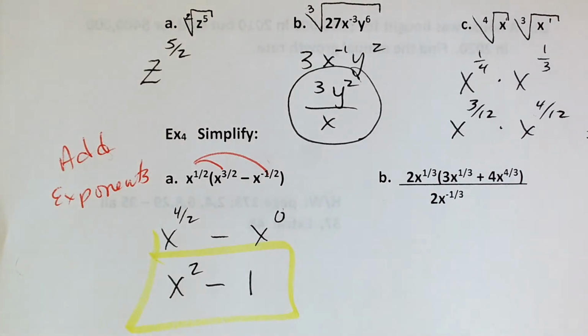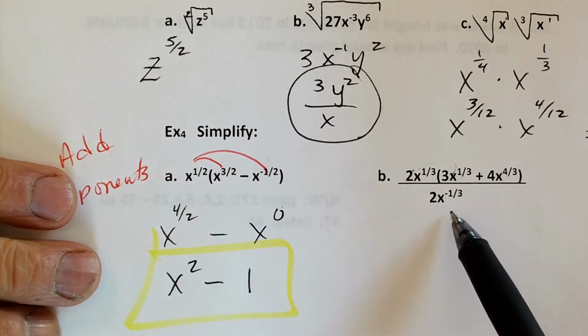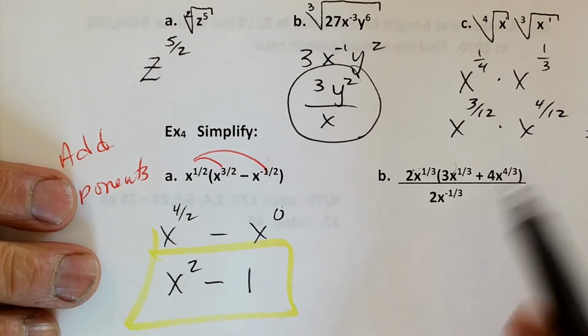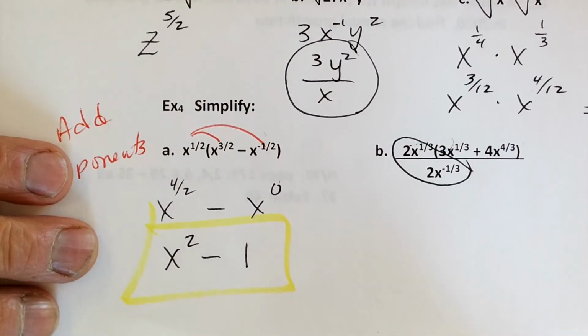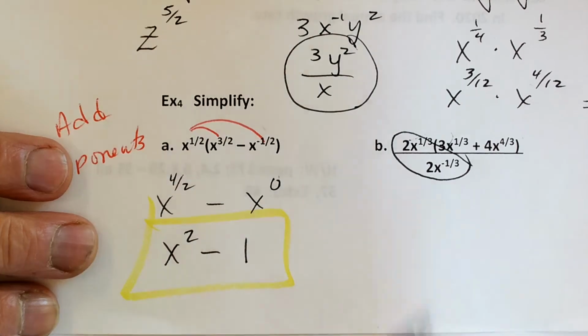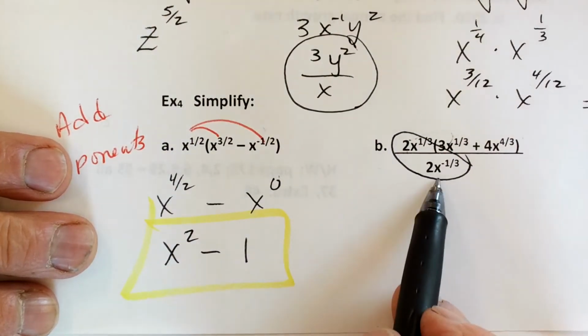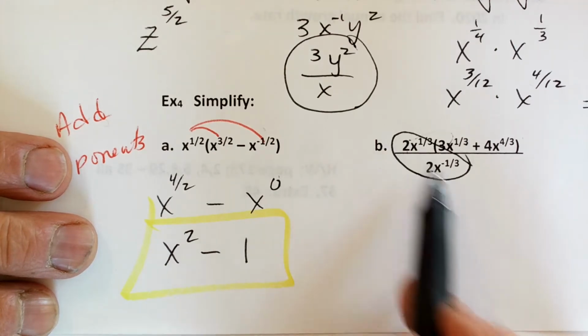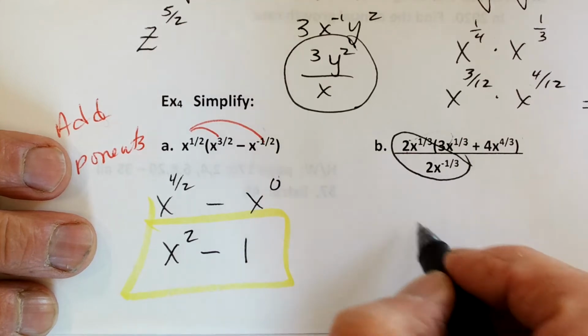Okay. Now B has got 2 steps involved, and I'm going to do it the easy way. We could distribute and then divide. I'm going to do this first, just this first, and then distribute, okay? Because this is 2x to the 1/3 times this expression divided by this expression. So I'm just going to divide these first. So let's see. 2 into 2 is 1.